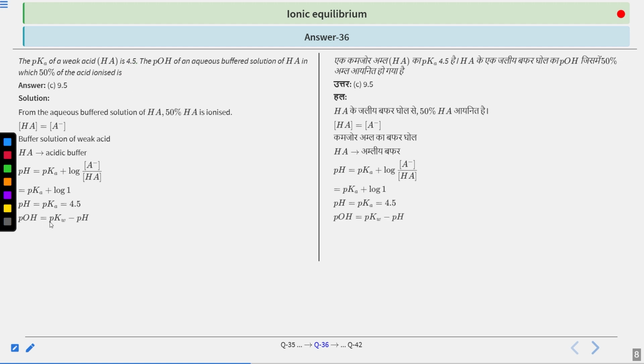How will we calculate pOH? Simply by subtracting the value of pH from pKw. So pKw value is 14. So 14 minus 4.5 will give you 9.5. Therefore your pOH is 9.5. That is option number C.